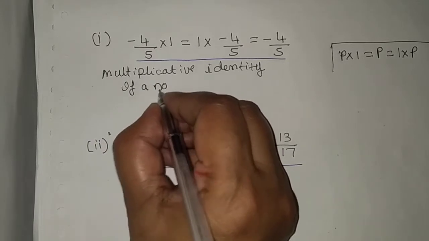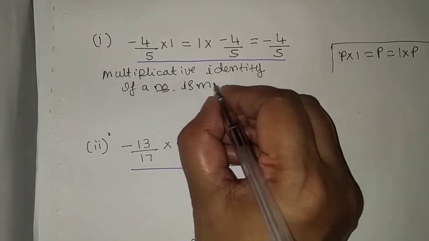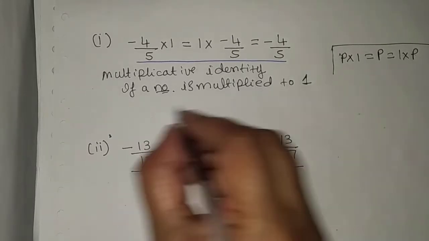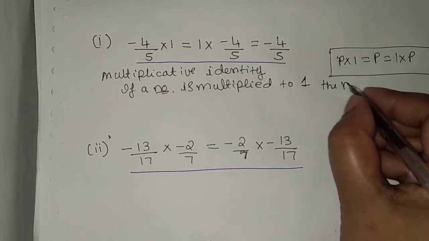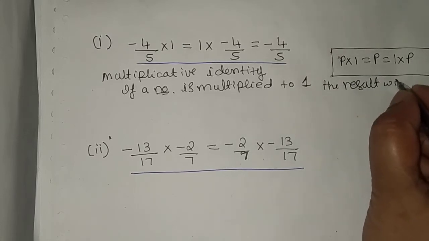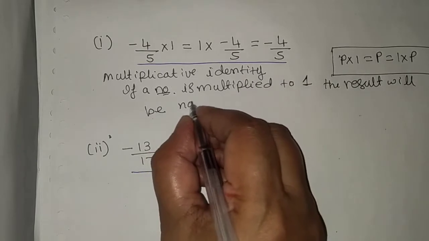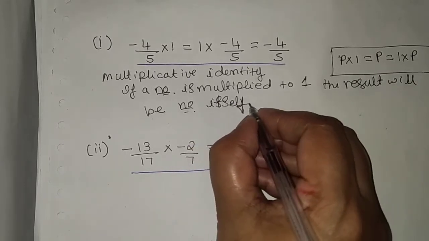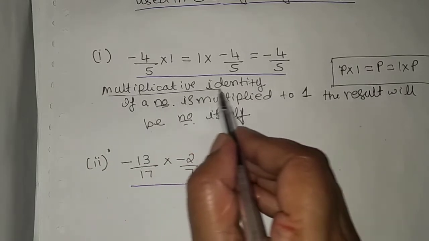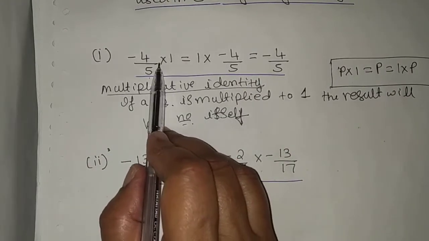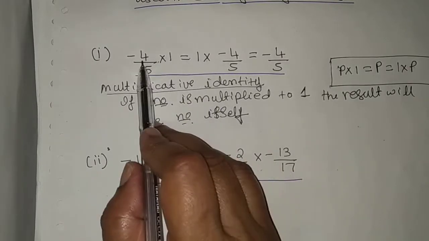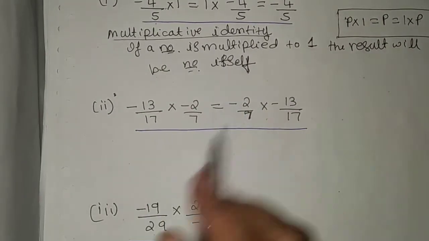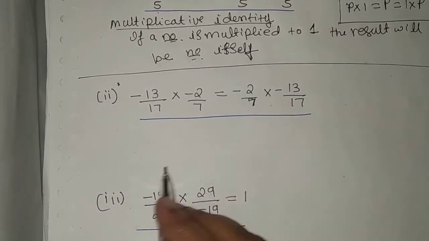If a number is multiplied by 1, the result will be the number itself. This is called a multiplicative identity. See here, minus 4 by 5 into 1 is equal to minus 4 by 5. If these two are interchanged, that is 1 into minus 4 by 5, the result will be minus 4 by 5. This is called multiplicative identity. Next, we move on to the second problem here.